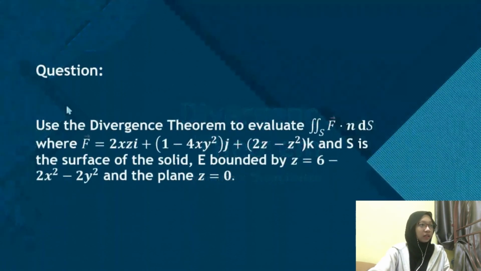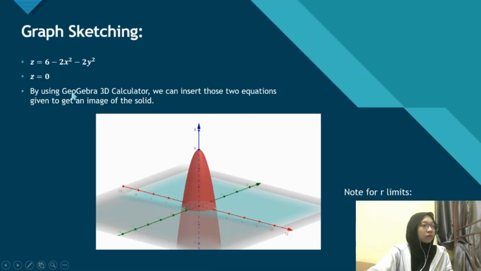The question says: use the divergence theorem to evaluate the integral of F dot dS, where vector field F is equal to 2xz i plus (1 minus 4xy squared) j plus (2z minus z squared) k, and S is the surface of the solid E bounded by z equal to 6 minus 2x squared minus 2y squared, and the plane z equal to 0. First things first, we sketch the graph using the information given.